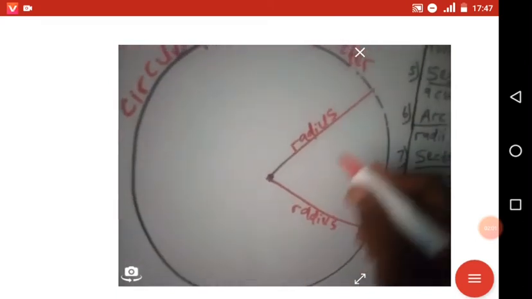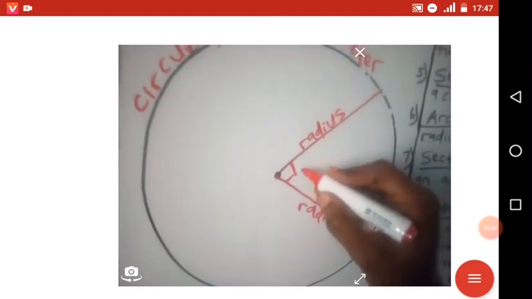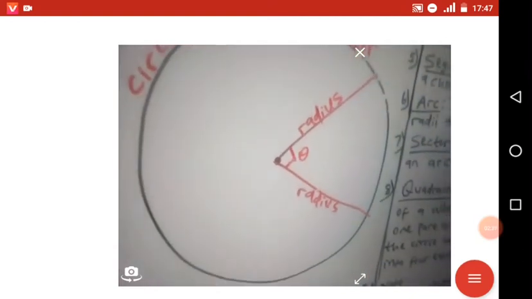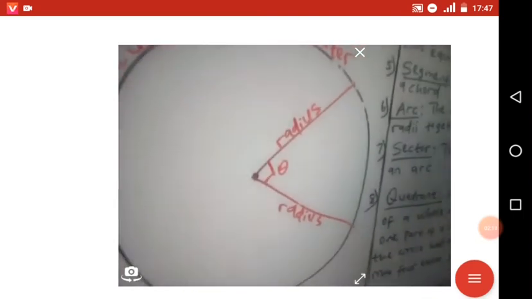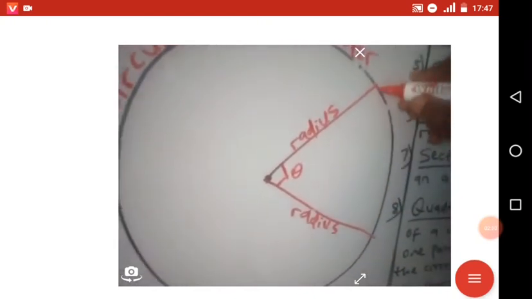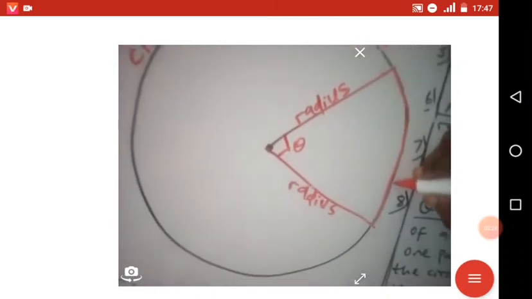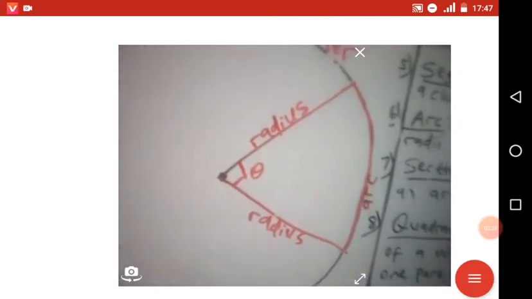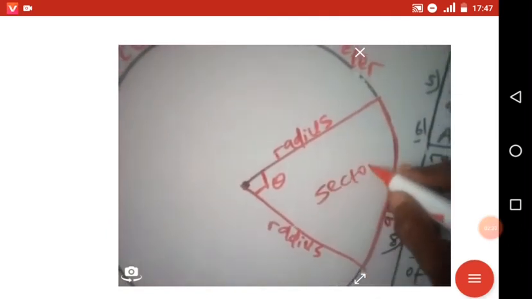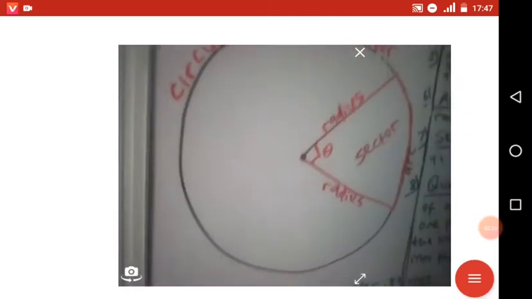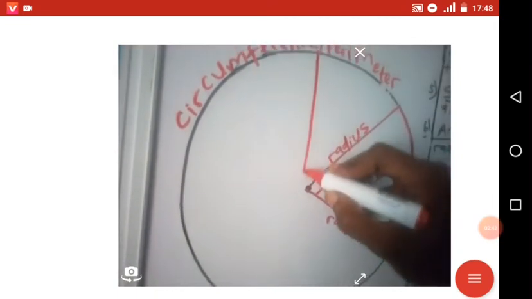You know that wherever two straight lines meet, we have an angle. So this angle we don't know, we call it theta, T-H-E-T-A. It's a Greek alphabet. Now the line that joins two radii together is called an arc. A-R-C is an arc. And the area inside this arc is called sector. Do you understand? Good.